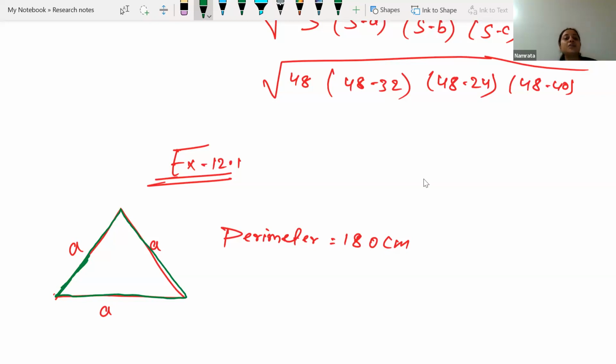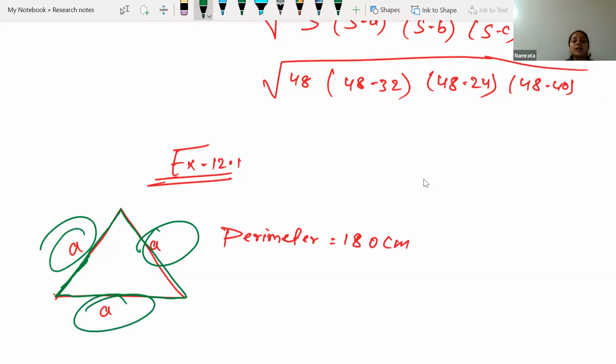That's called the perimeter of this triangle. So how much distance have I covered? I have covered the distance A, then again A, then again A. That means A plus A plus A. This is the total distance I have covered, and this is called the perimeter of this triangle. What is the area of this triangle? Whenever we have to find the perimeter, we take all the sides and add them together.